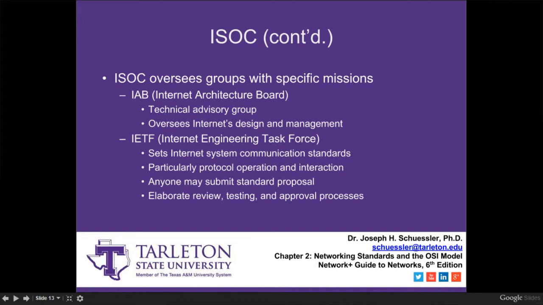ISOC also oversees groups with specific missions, such as the IAB, the Internet Architecture Board. This is an advisory group that oversees the Internet's design and management on more of a daily basis. The IETF, Internet Engineering Task Force, helps to set Internet system communication standards, especially protocol interaction, the different layers that have to communicate. Anyone can submit a proposal, and then it goes through a process of reviewing, testing, approval processes, etc.